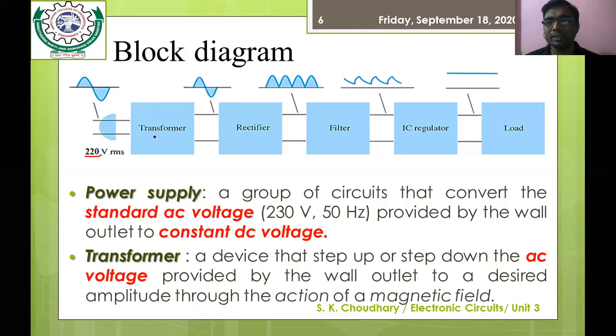So for that we generally prefer the step down transformer, which steps down the output voltage. Okay. And if you look here, the AC voltage output of the transformer remains AC in nature like this, but it is lower in voltage amplitude. After that, this AC output of the transformer is fed to the input of the rectifier.